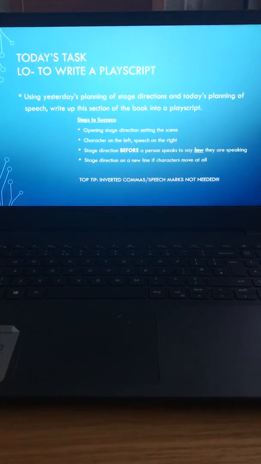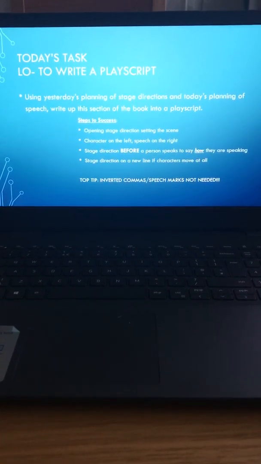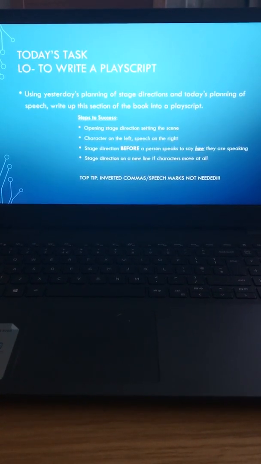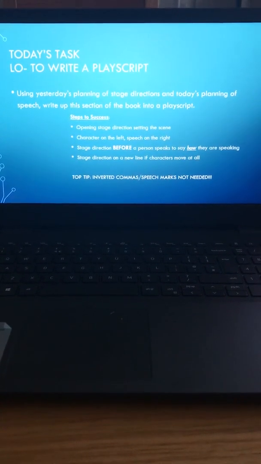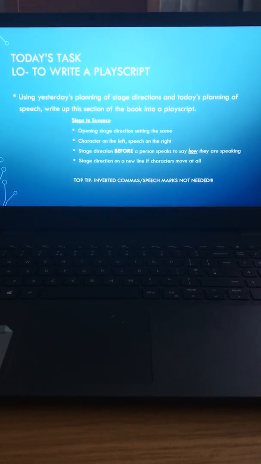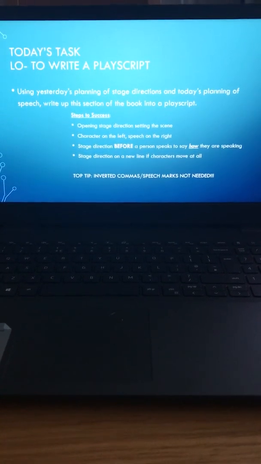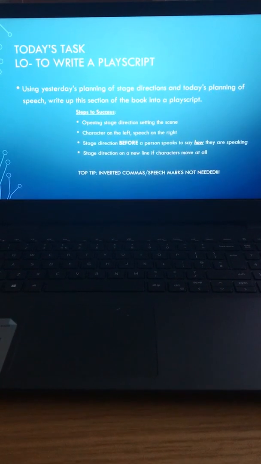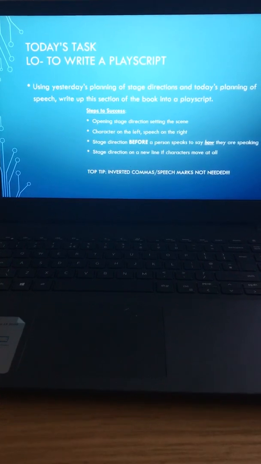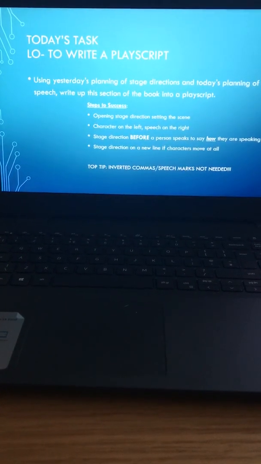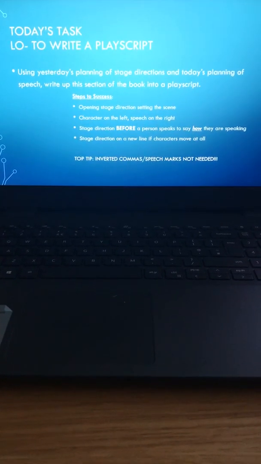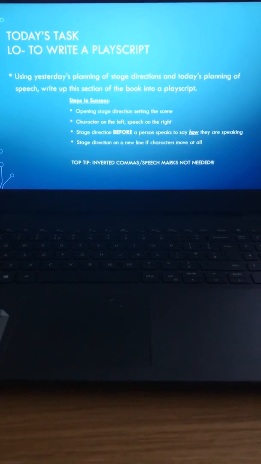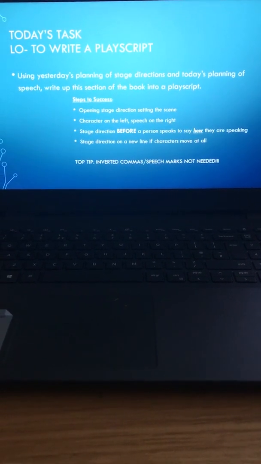So your steps to success. You have to have an opening stage direction where you set the scene, the character on the left and the speech on the right. Remember, there's a colon after the character before they speak. There is a stage direction before a person speaks to say how they are speaking. You won't need this for every line, only some of them where it's something particularly different. Stage direction on a new line if the characters move at all. So if it's something where the actor or actress has to move from one part of the stage to another, you would start a new line and talk about how they moved and where they need to move from and to. Top tip I've put there, inverted commas or speech marks are not needed. You never need them in a Playscript.